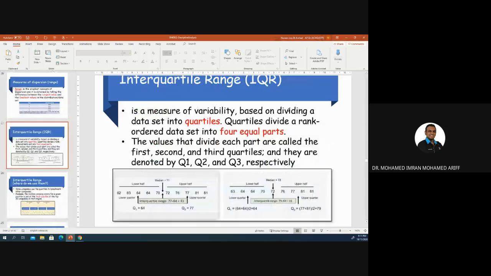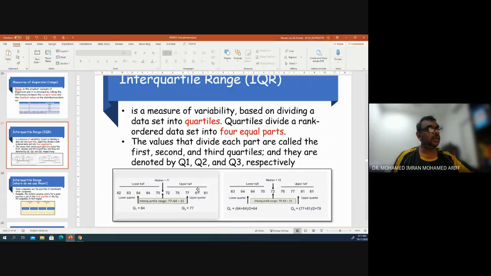Okay, interquartile is a bit unique. It is a measure of variability based on dividing a data set into quartiles. Contohnya di sini, this is the number. So what does this number show? Let's say you pergi surau, you tengok ada beberapa orang tua, you tengok umur diorang, and the numbers. The youngest is 62 and the oldest is 81. So you set the median and you buat quartile.